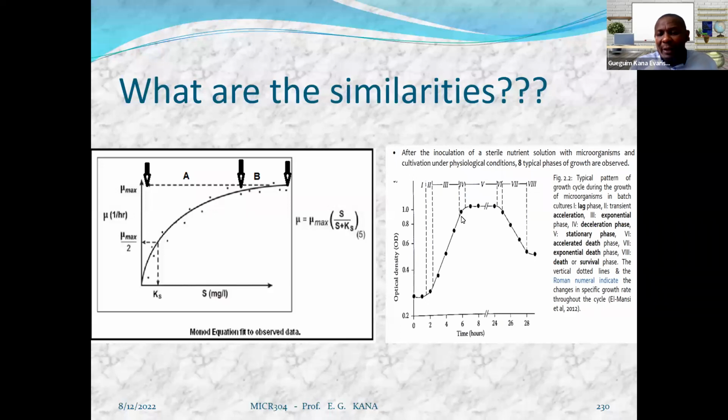Now, in the same vein, B, from the graph on your left, which stage of the microbial growth curve does it correspond to?